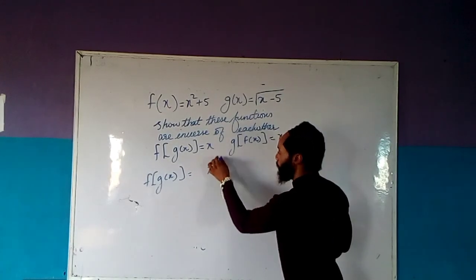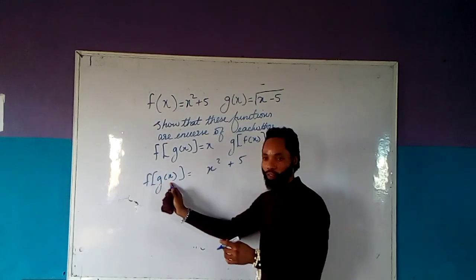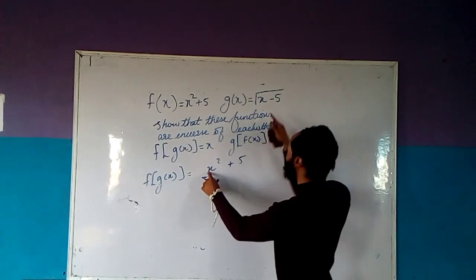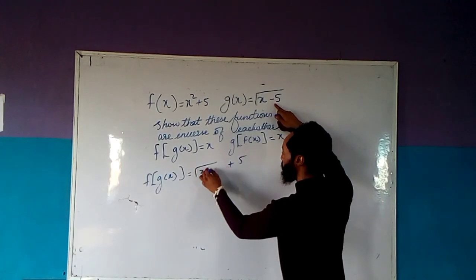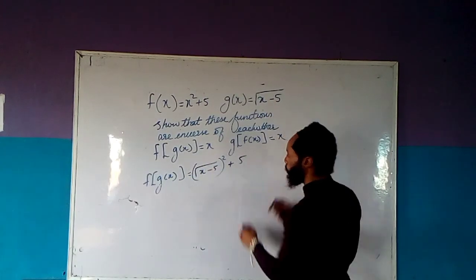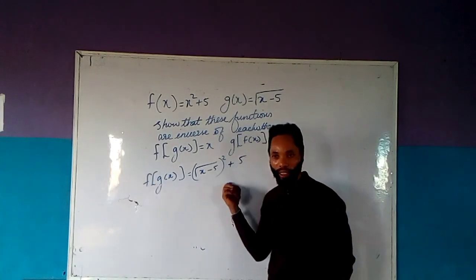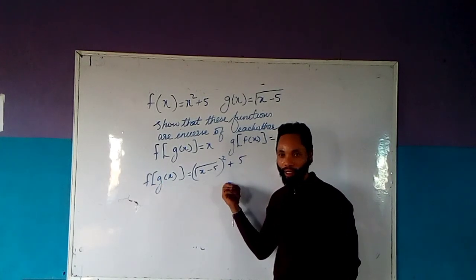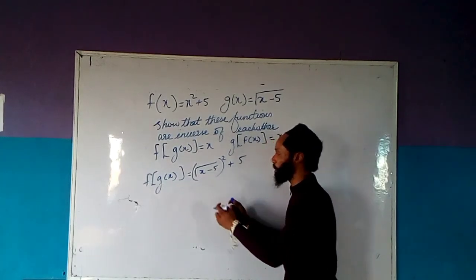So it is supposed to be x squared plus 5 for f of x. But our x is g of x. So when you see x, you put your g of x. So it's going to be root x minus 5, all squared. Have you seen it? Plus 5. This is our f of g of x. So now you square this.